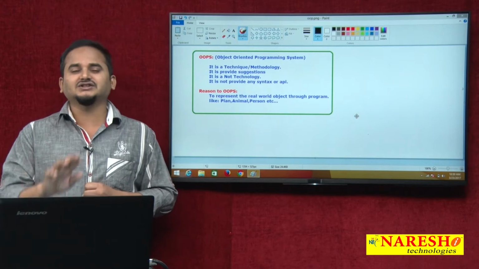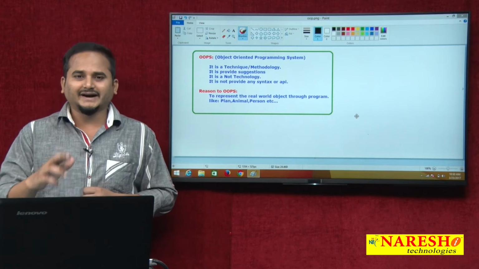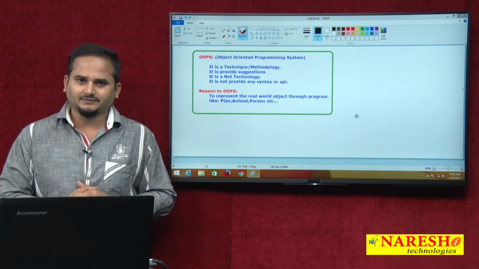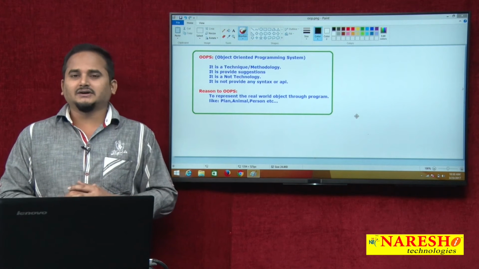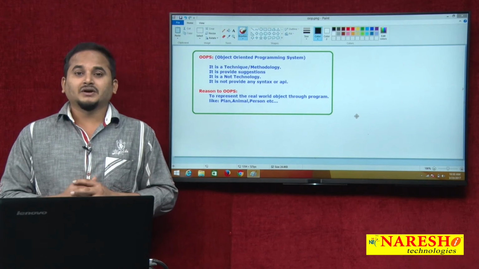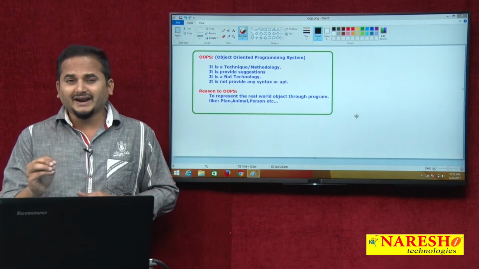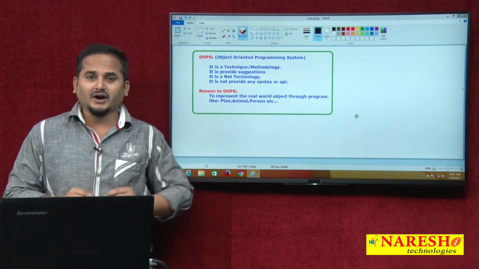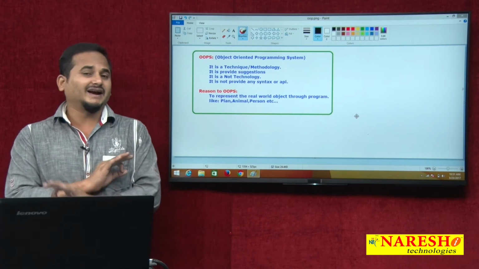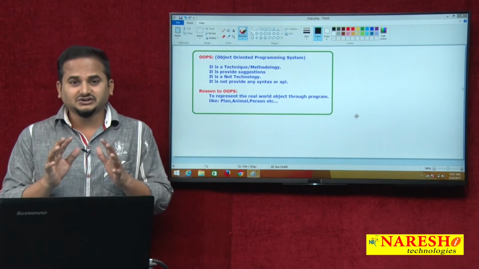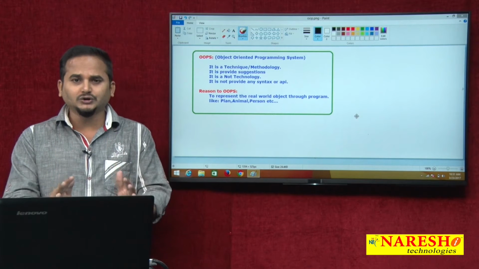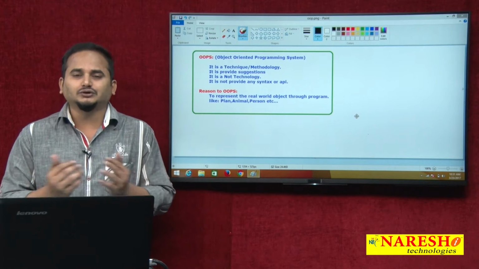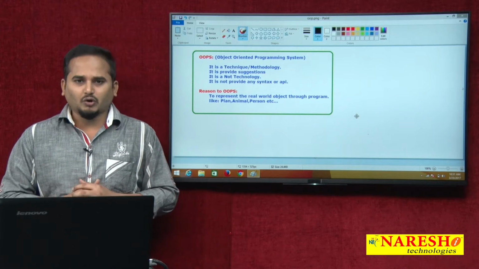With the help of this technique we can develop technologies like C++, .NET and Java itself. Object oriented doesn't provide any syntaxes and any API. These are providing some rules only. By using these rules, we can develop our technologies.